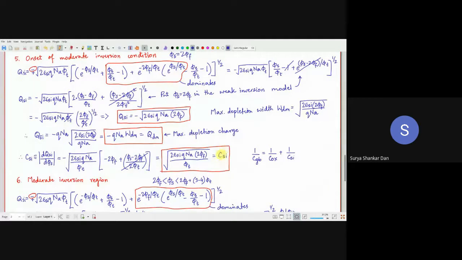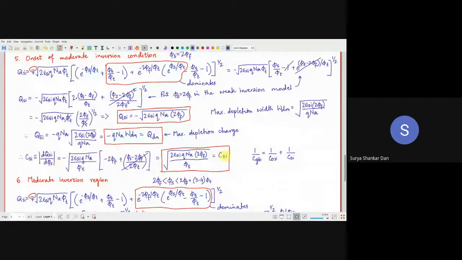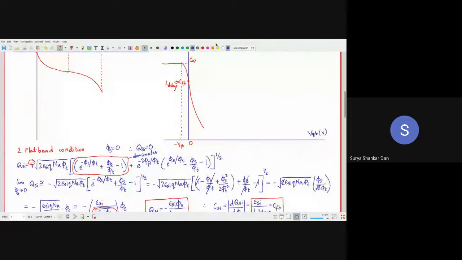So let's come back. In the phi s equal to 2 phi f case, what we observe is that this is going to be your CSI, with the maximum depletion width. Okay, so again, remember that it is a parallel combination. So the most important part is whenever you are bringing it here, this is going to saturate, or rather I should tell that this is essentially going to be the C minimum part. So I'll put it here. This is your C min.